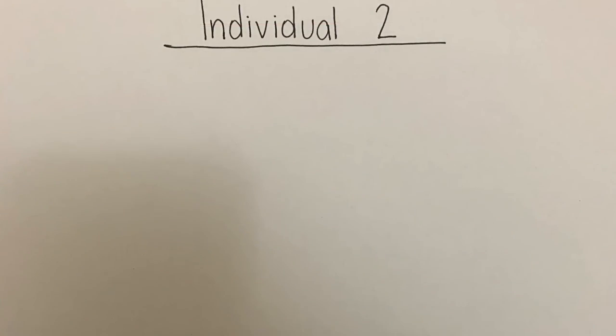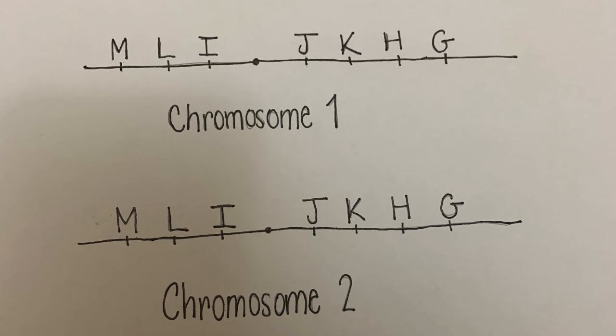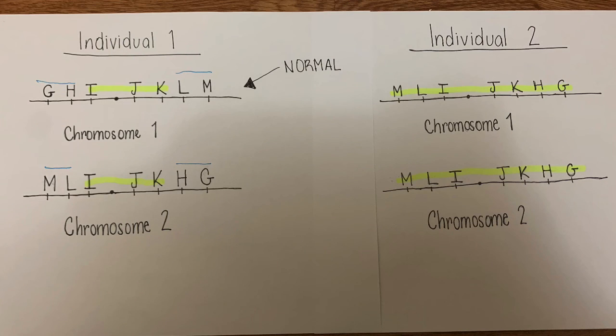Let's look at individual 2. The chromosomes of individual 2 are MLI, centromere JKHG, chromosome 1, and GHKJ, centromere ILM, chromosome 2. Now this one is interesting because when the centromeres are aligned, the chromosomes are identical, but if we compare them to individual 1, we'll see they are identical to chromosome 2, making individual 2 a paracentric inverted homozygote.